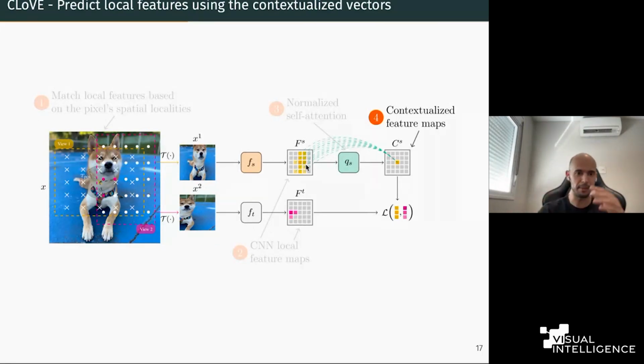So think about the image of the sky again, right? Or in this example, the background, which is mostly blue. So a contextualized feature vector should basically take into consideration all the background there, because the background is very similar all across, while a different contextualized embedding should take care of the dog, since the dog is also very similar in color and texture.